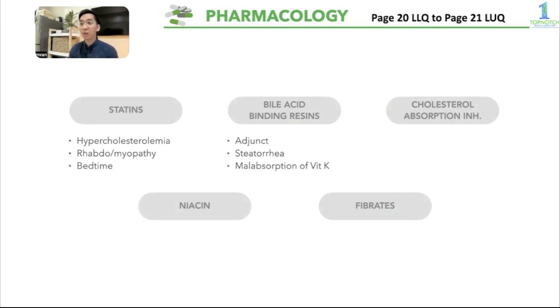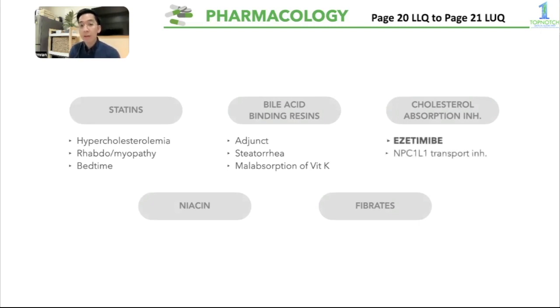And hence, you cannot reabsorb fat in the body because you have not emulsified it, since you have no bile acid binding resin. There is also malabsorption of vitamin K, which is a fat-soluble vitamin, because the fat is not absorbed by the body.